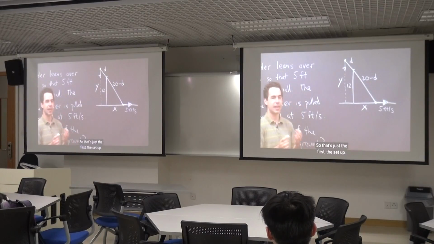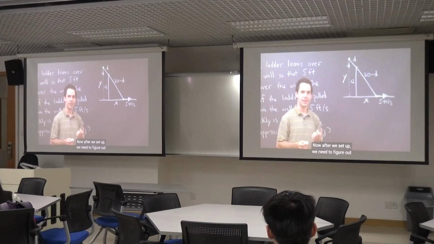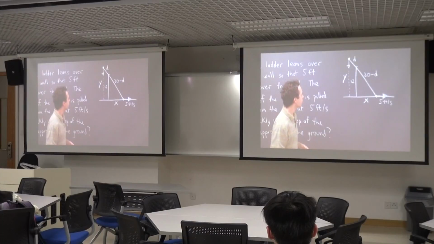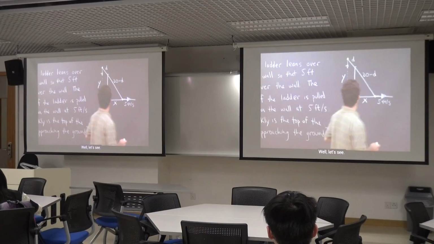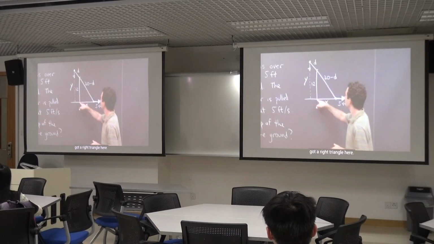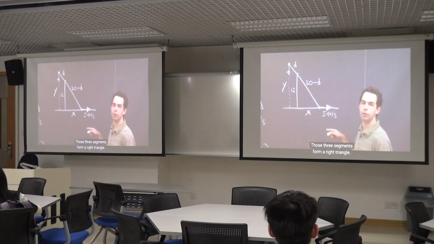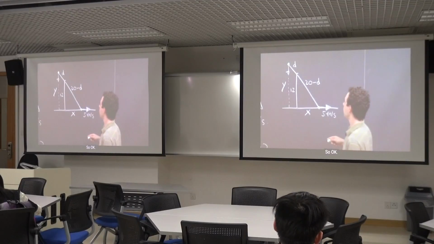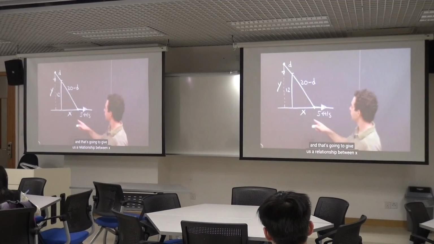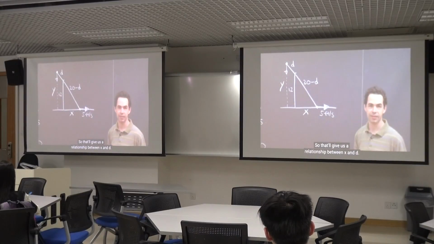So that's just the setup, right? That's the first thing that has to happen. Now after we've set up, we need to figure out what the relationships between these different variables are. Well, one thing we've got is a right triangle here. The wall and the ground and the ladder, those three segments form a right triangle. So we can apply the Pythagorean theorem here. That's going to give us a relationship between x and 20 minus d, so between x and d.